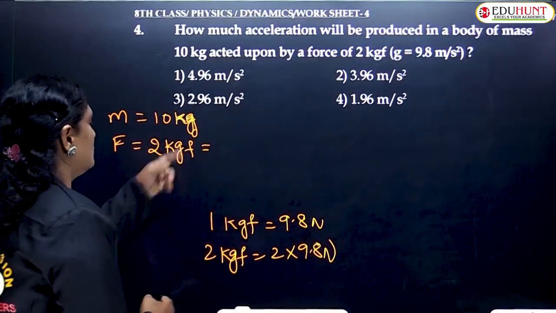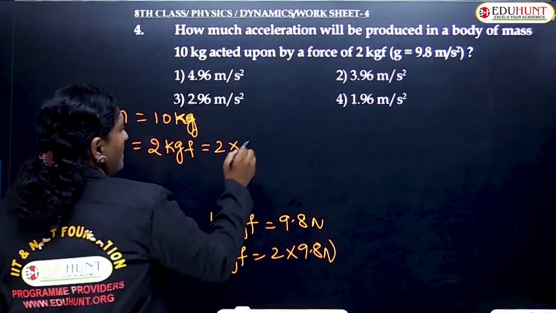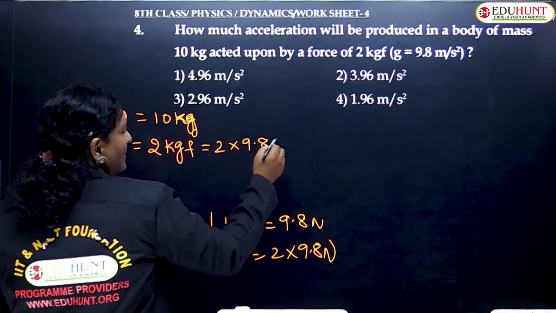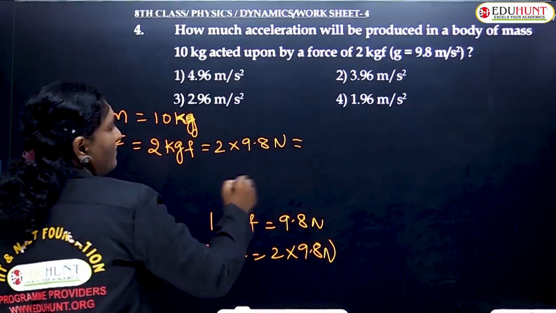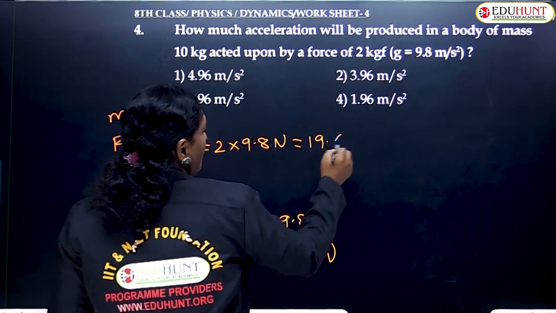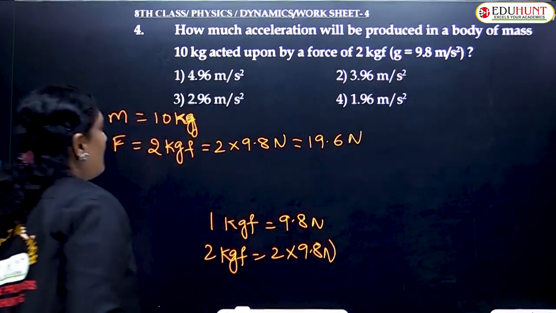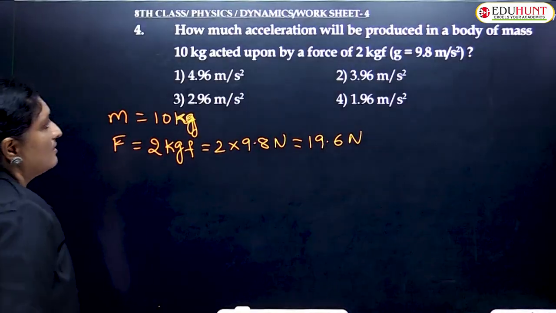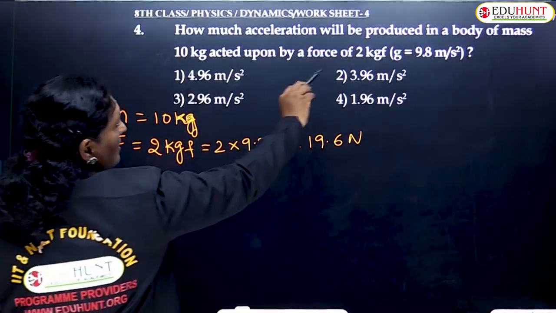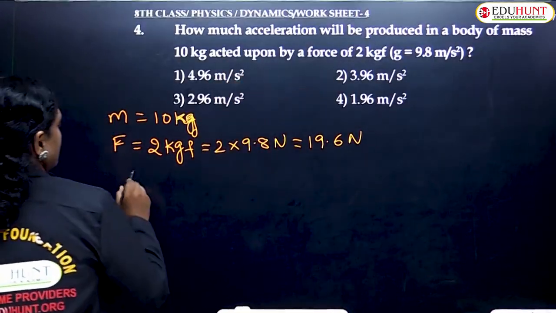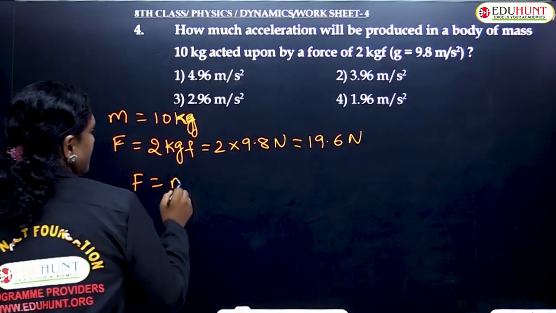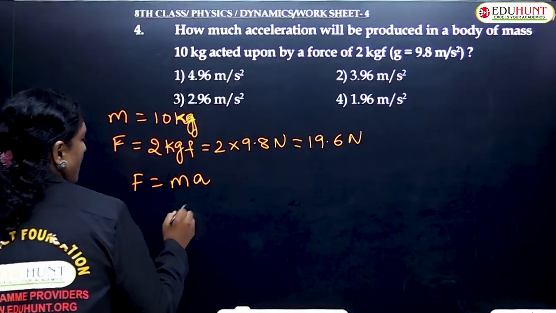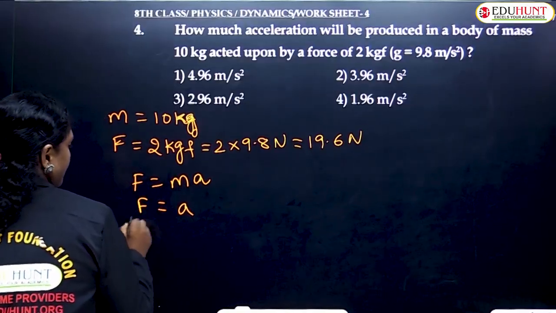So here what is given? 2 kgf. So 2 into 9.8 Newton. 2 into 9.8, how much? It is 19.6 Newton. So mass is given, force is also given. So you can find out the value of acceleration. So we know the formula. F is equal to ma, or a is equal to F by m.